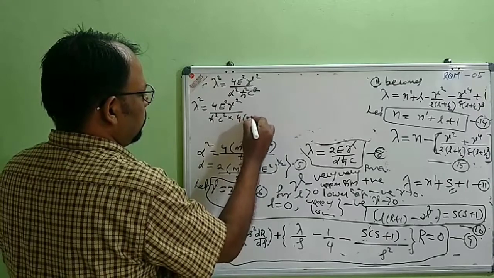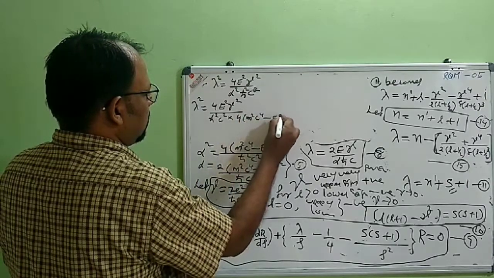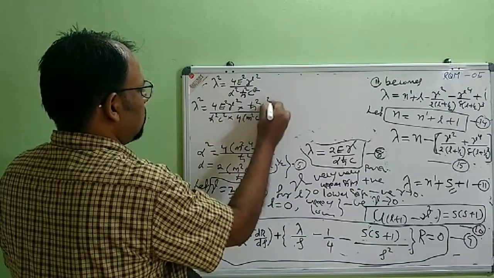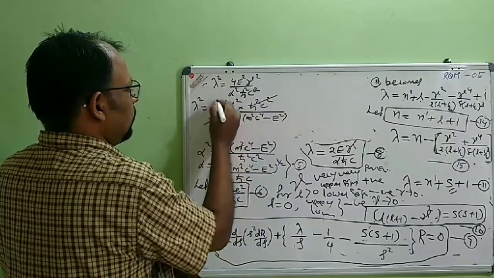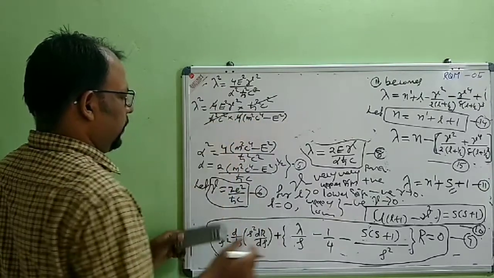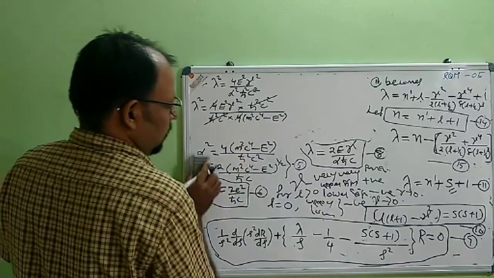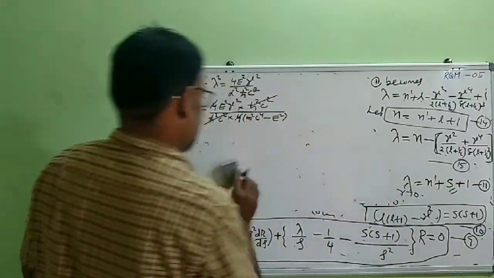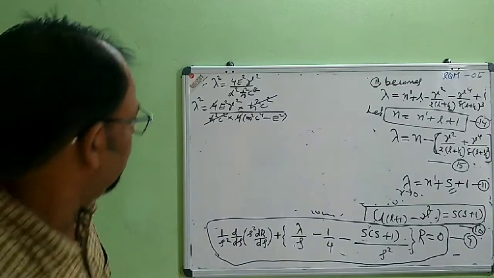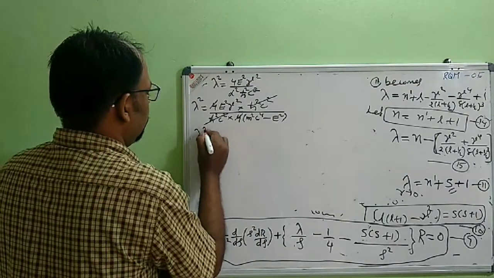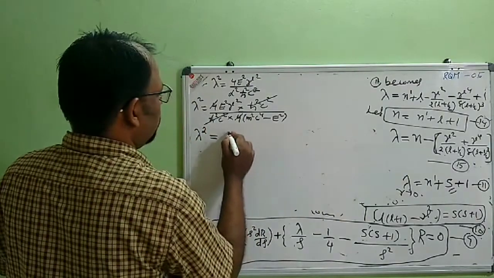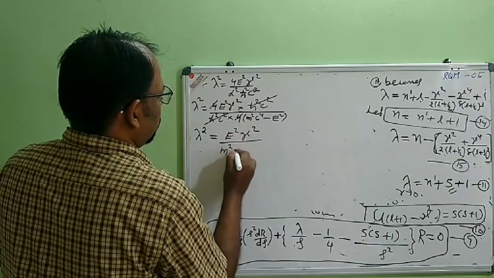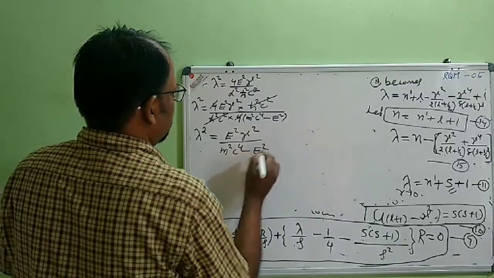Lambda square equal to 4 e square gamma square by h bar square c square into alpha square, it is 4 m square c raised to 4 minus e square divided by h bar square c square. So this will get cancelled, 4 will get cancelled, so we can write this equation as lambda square equal to e square gamma square by m square c raised to 4 minus e square.